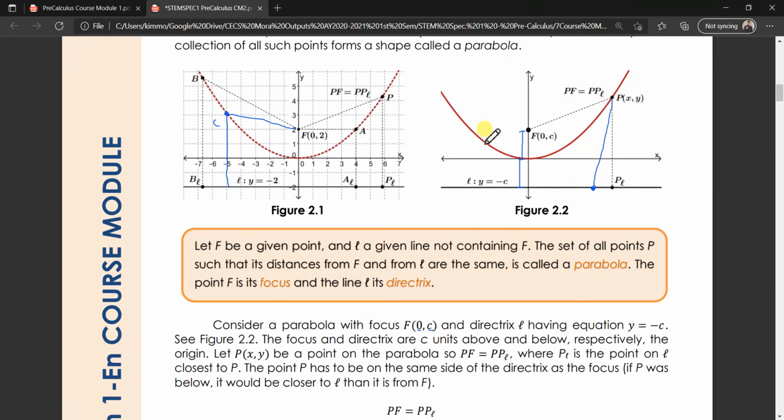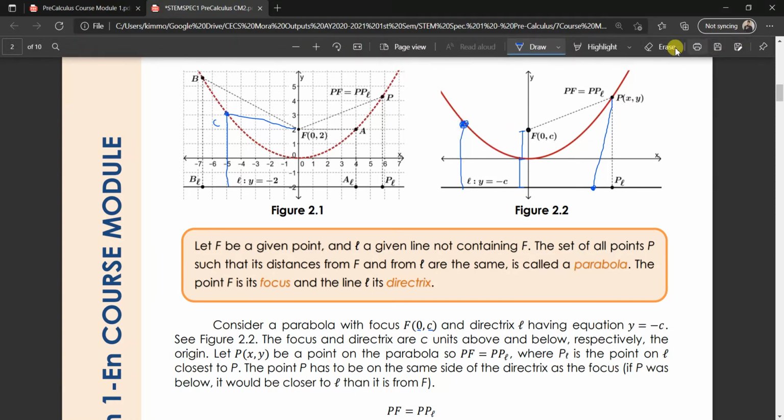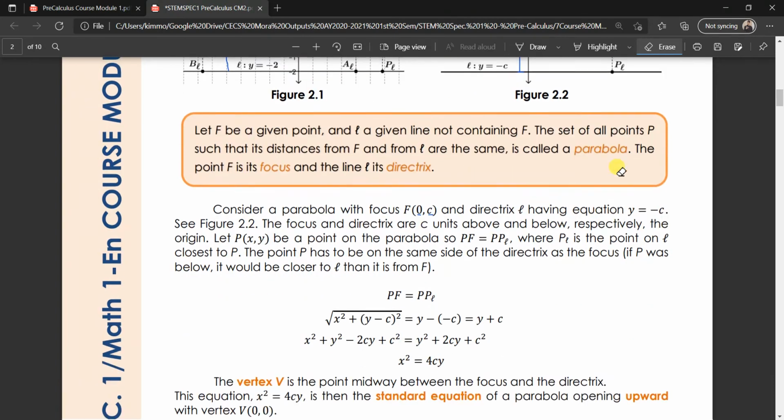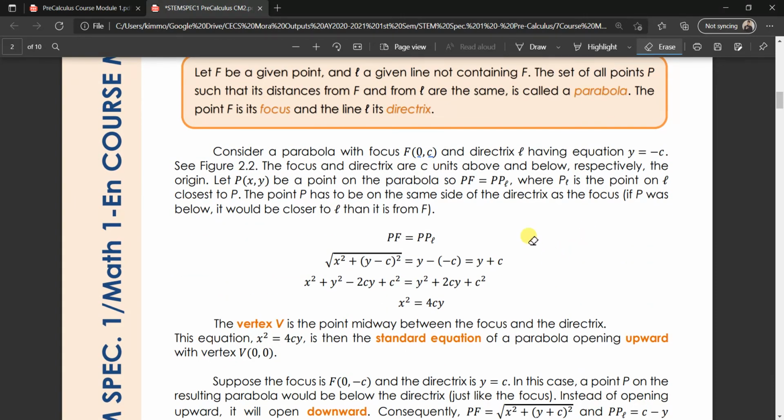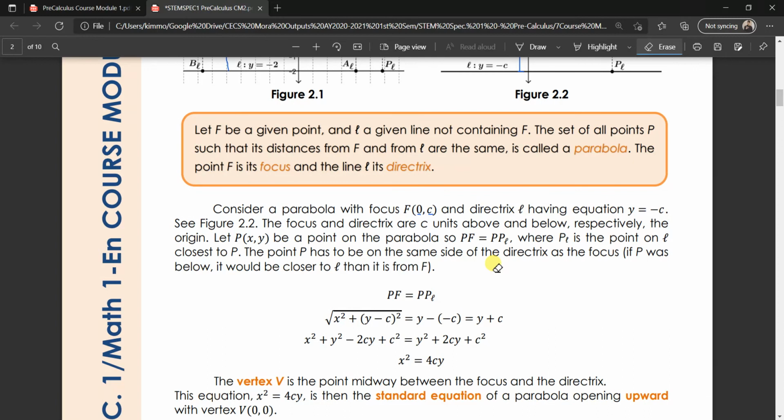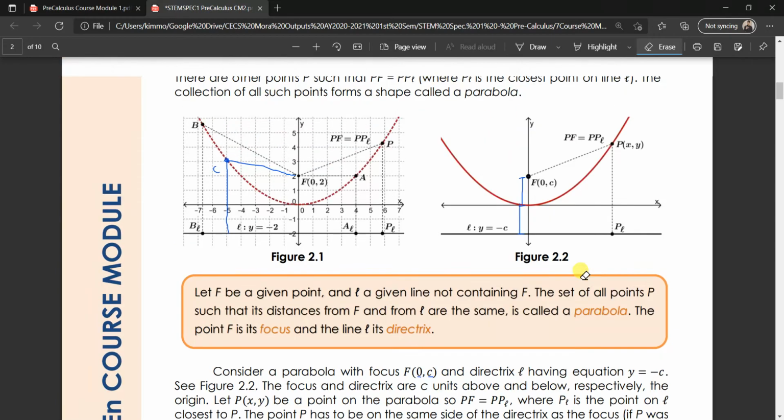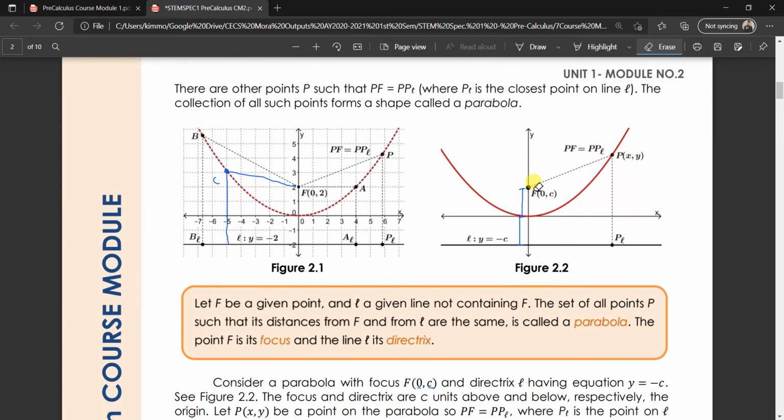Okay? So if our point P is located at the left side, of course the PL should be located on the left. So again, we equate the distance from P to F and from P to the point on the directrix. So what is the distance from our P going to our focus?